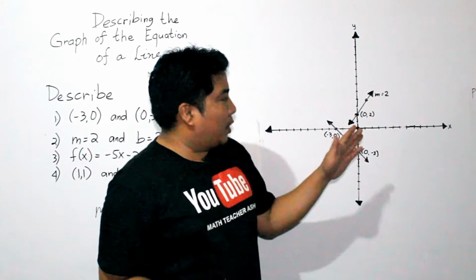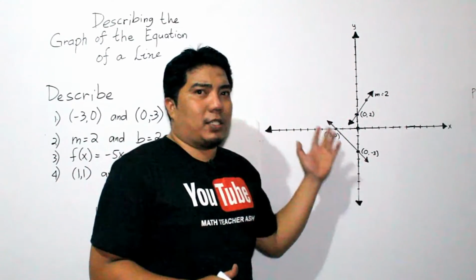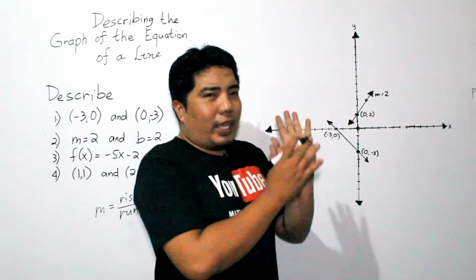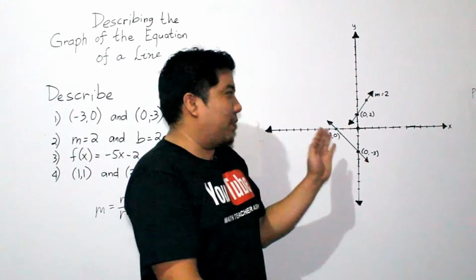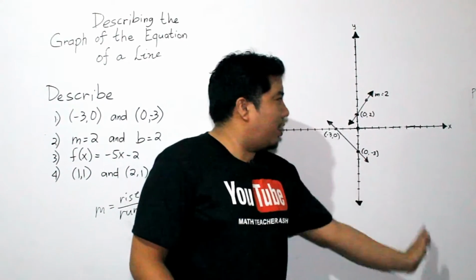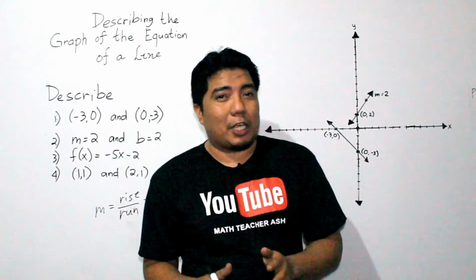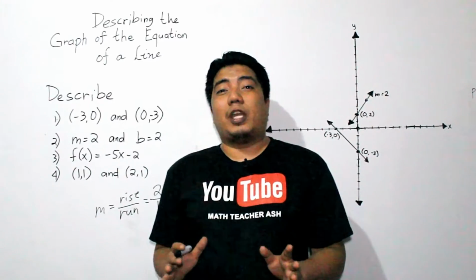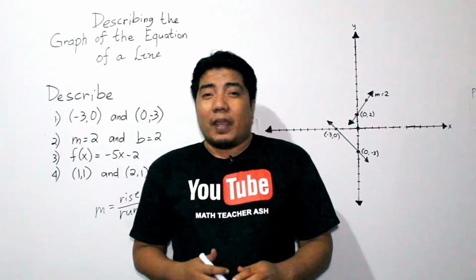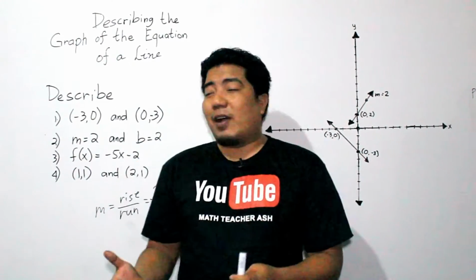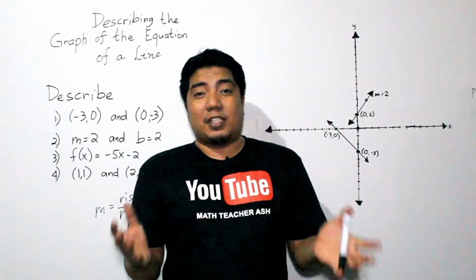Okay? So, as you can see, if these 2 graphs are extended, this one going here, and this one also going here, basically, they will also intersect. But that's not the point in our discussion today, because what we are discussing here is how do we describe the graph given this kind of scenarios.